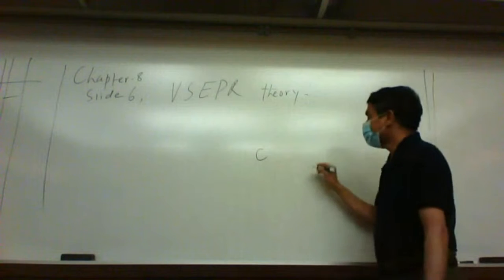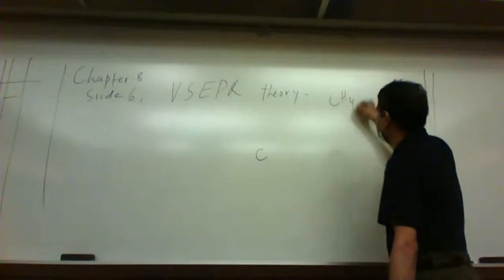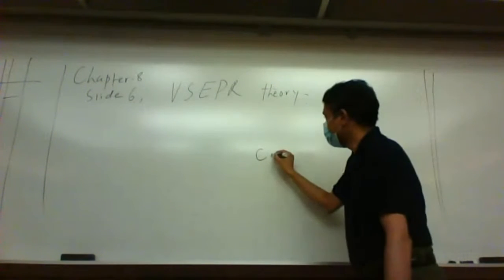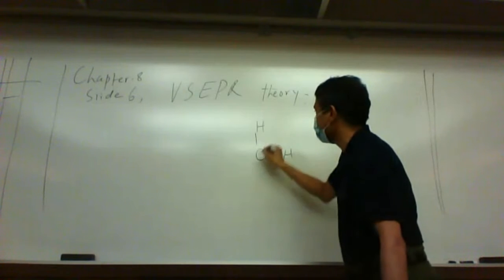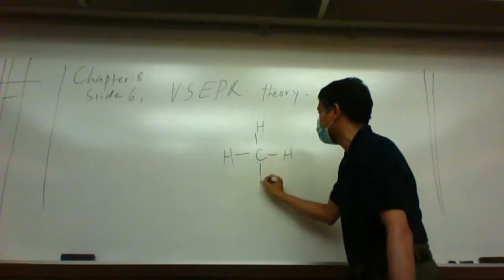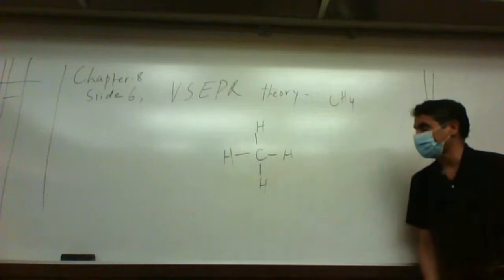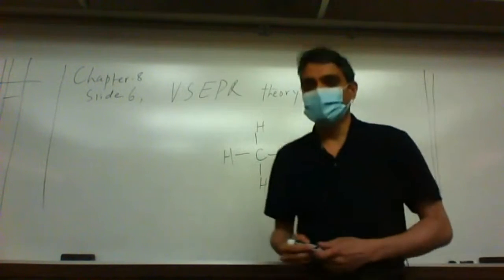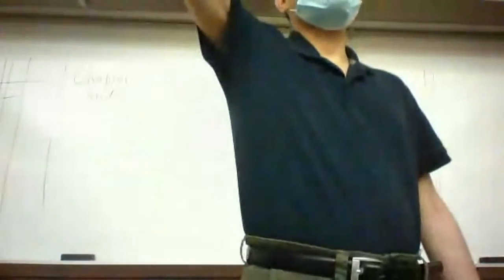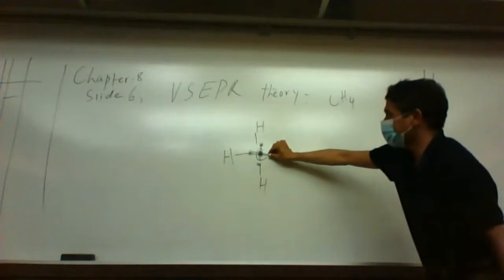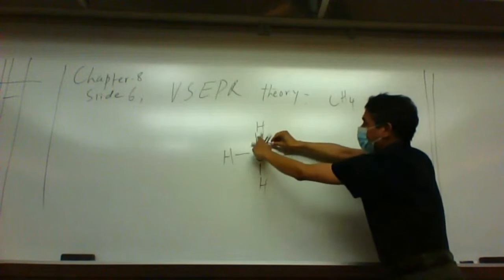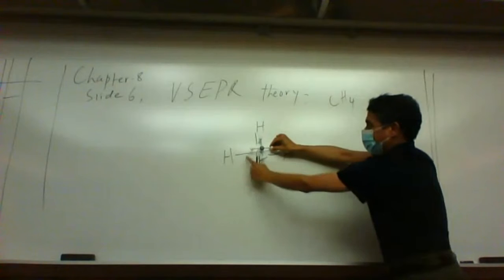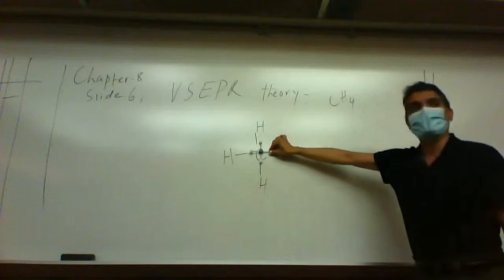So if we have a molecule like CH4, let's say the C is connected with four hydrogens, one hydrogen here, one hydrogen here, one hydrogen here, one hydrogen here. If you draw this molecule, it looks like this, right? This is the carbon here, this is this bond, this H is there, this H is there. It looks like this, right?